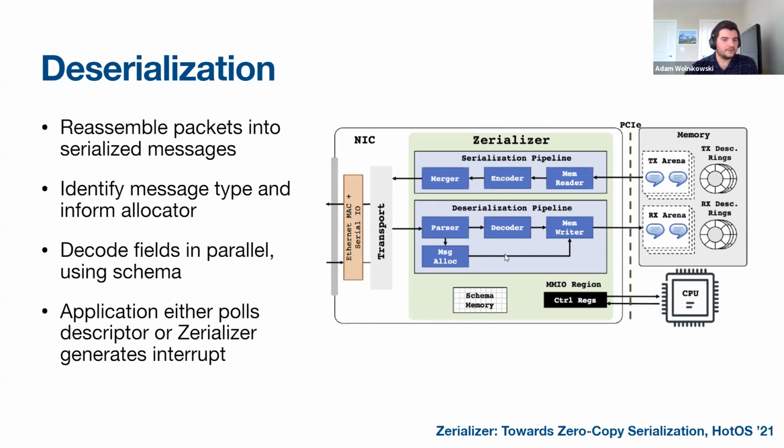Similarly to the encoder, the decoder then uses the message schema that's stored to transform message fields in parallel, and again do this as efficiently as possible with the schema in mind. And finally, this is loaded into the writer module, which uses the pre-allocated message object from the receive arena to populate with the deserialized data. Finally, the application either can poll the descriptor rings, or you can configure the Zerializer to generate an interrupt to the application as data is submitted.